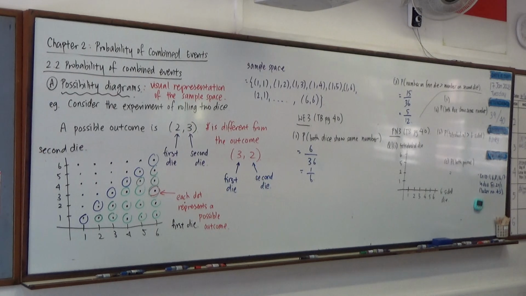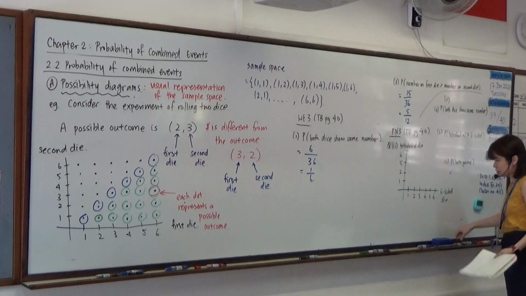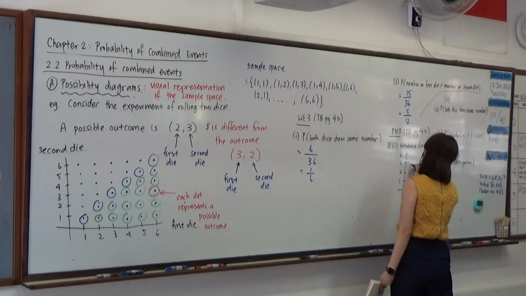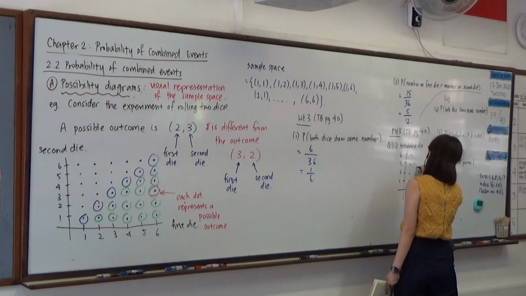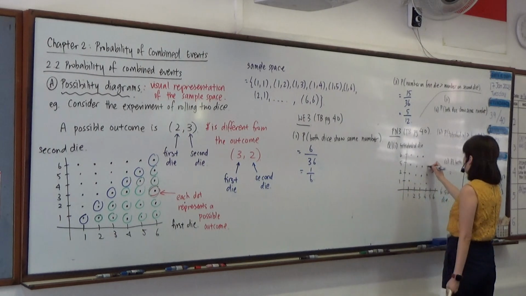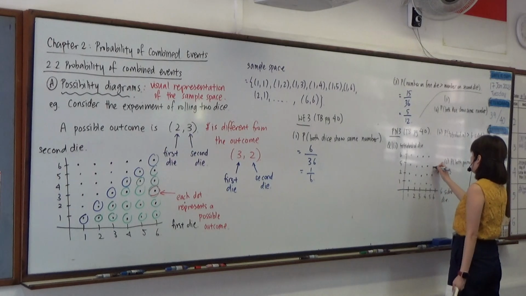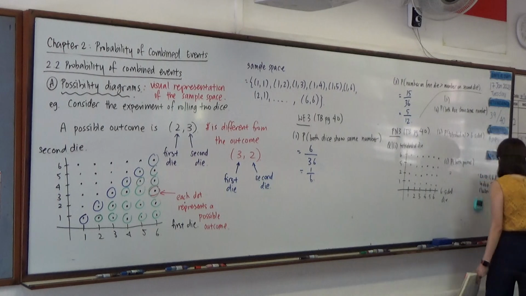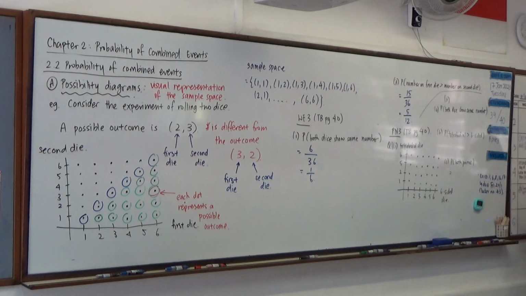Shall we go through our answer? Okay, what's the probability for both guys having the same number? Let me just complete my possibility diagram first. Okay, what will your answer be? Let's see, Joshua. Yes, what's your answer for part A?